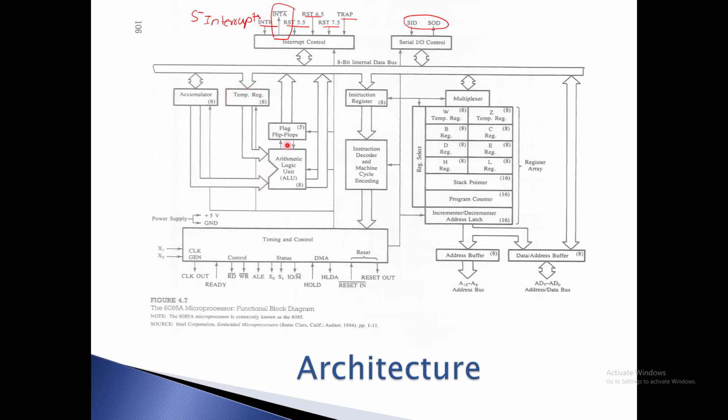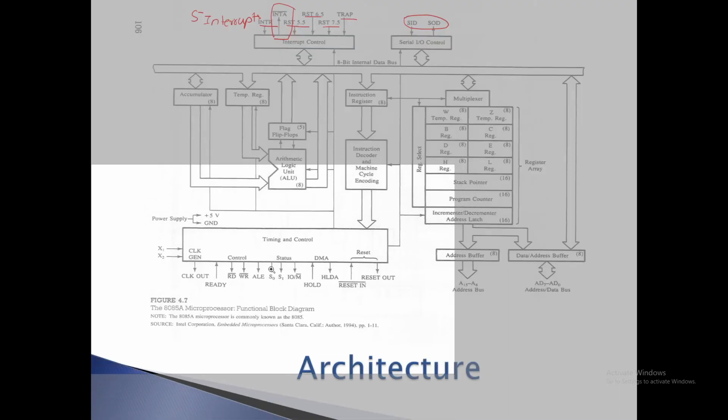Apart from this, we have a flag register which provides the status of the operation currently used. Then we have an instruction register where all your instructions come inside the 8085 and are kept for decoding purposes. Here is the instruction decoder, which creates the machine cycle, determines what operation has to be done, and provides the timing and control signals to the timing control unit.